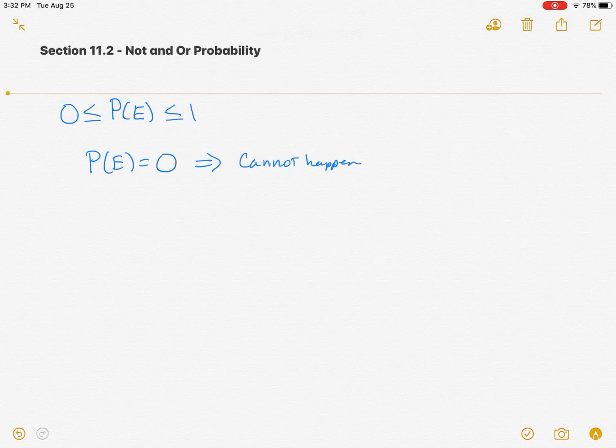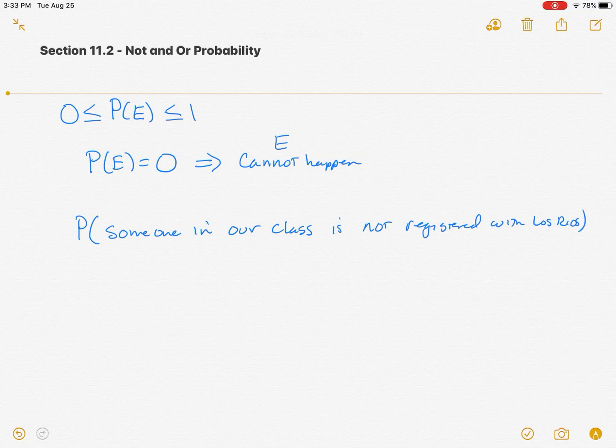So let me be even more specific about that. E cannot happen. So if we said something like the probability that someone in our class is not registered with Los Rios, the probability of that would be 0. You all are registered. And it's an example of the not right there. So the not just means the opposite of that.